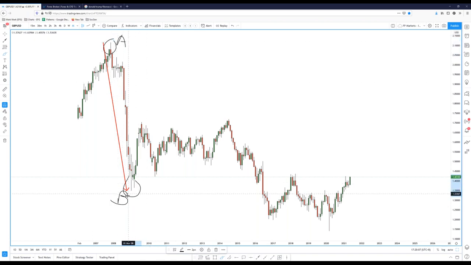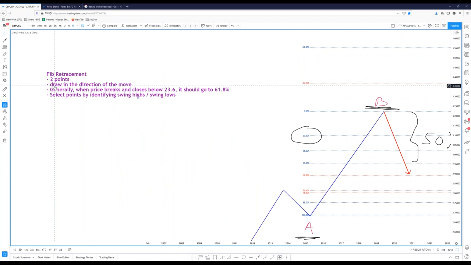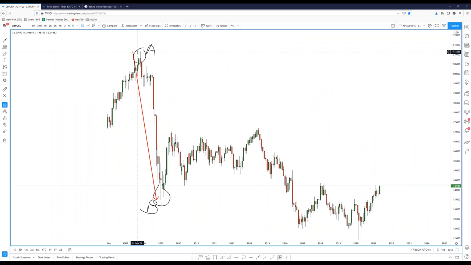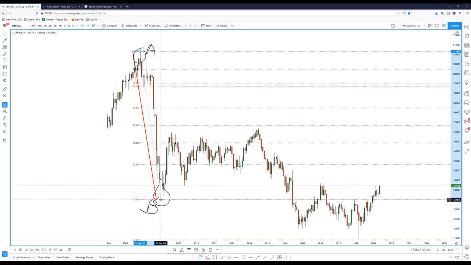So I have identified my point A and my point B, my swing high and my swing low. Now, when I see price reversing, what do I do? I can draw Fibonacci retracement. This is just a very quick example. Again, like I said in my previous point, draw in the direction of the move. So this move from point A to point B is downwards. So I draw my Fibonacci retracement from the top downwards all the way down to the low.